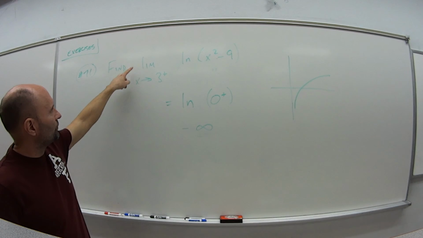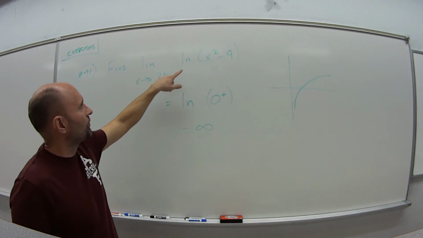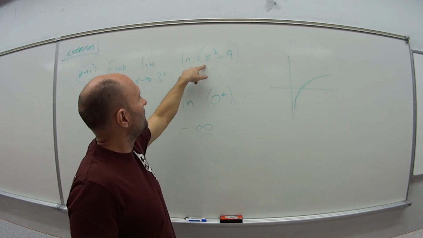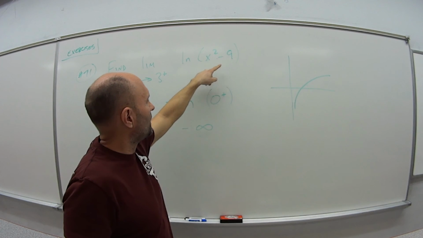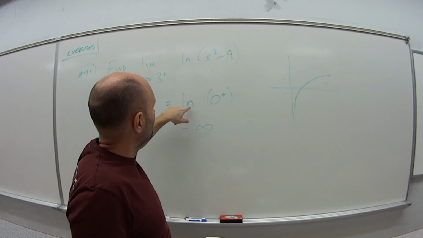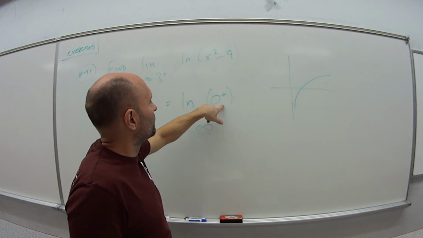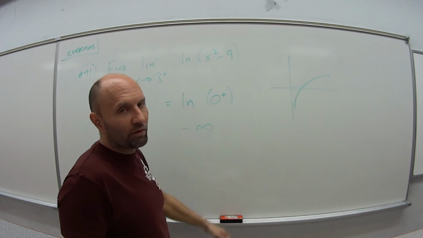So the answer for the original, the limit as x goes to 3 from the right side of the natural log of x squared minus 9, is the same as the natural log of 0 from the right side, which becomes negative infinity.